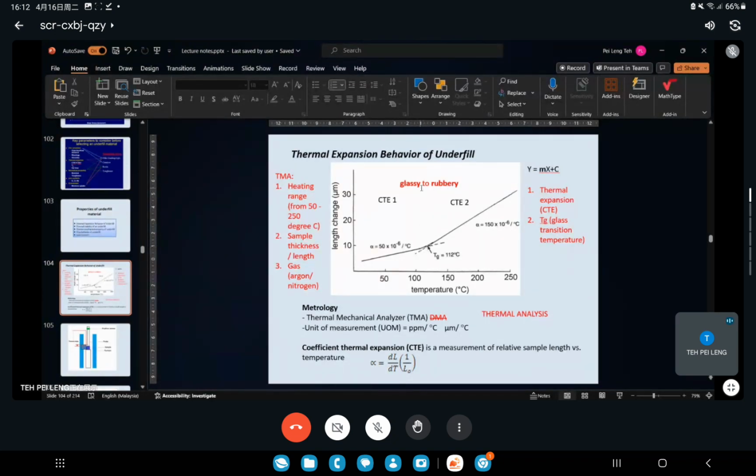So that's why we need to learn about glassy and rubbery. Why must we have this TG? That's the function. Glassy is harder, rubbery is softer, so the CTE expands more and the expansion rate is higher. This one is only 50 micron per 1 degree Celsius, this one is 150 micron per 1 degree Celsius. So which properties, before TG or after TG, are better for underfill materials?